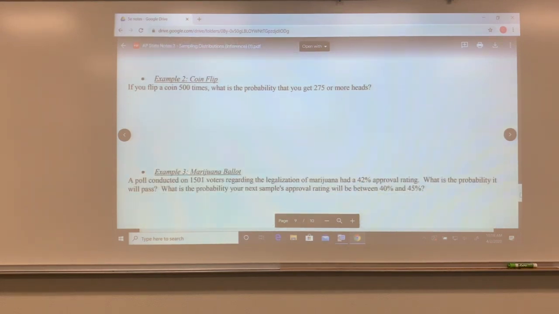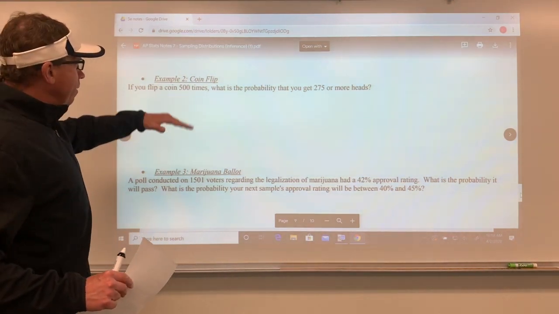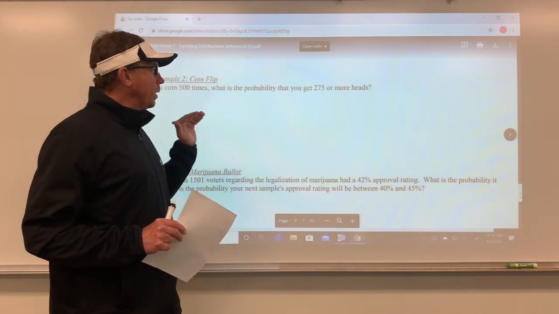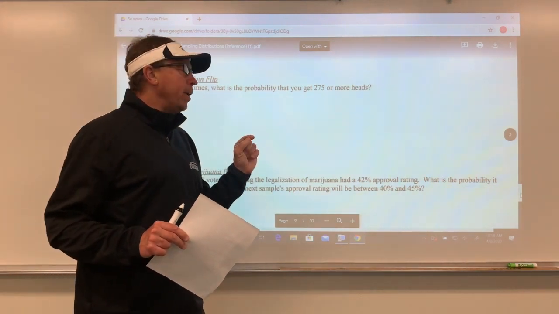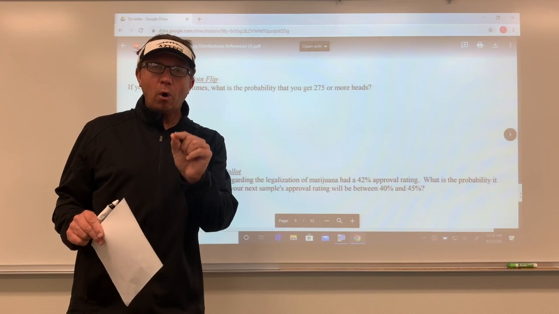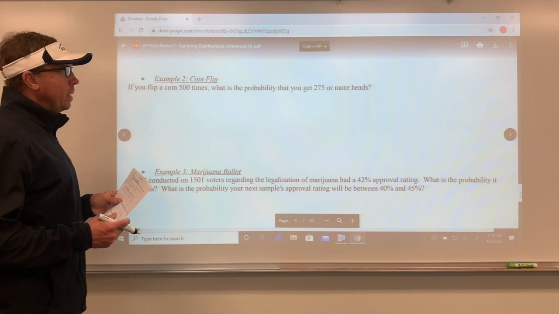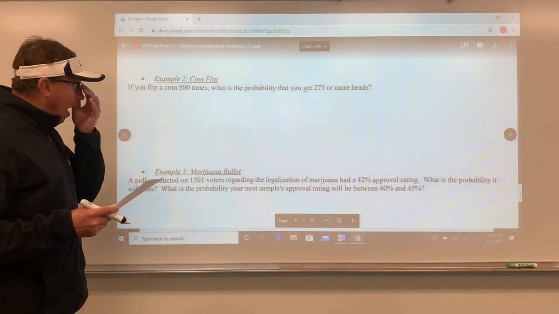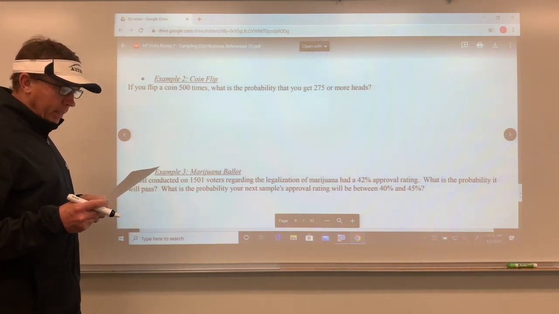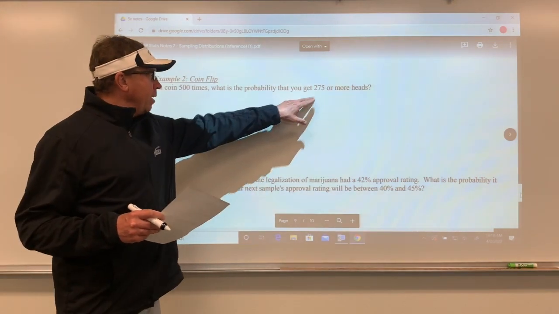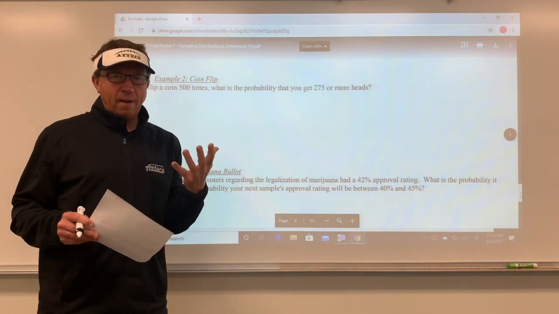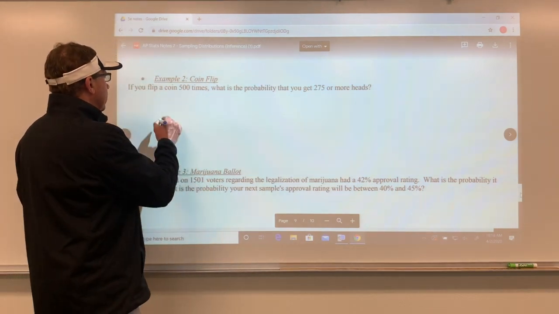The next problem is also a proportion, okay? If you flip a coin 500 times, what is the probability that you get 275 or more heads, okay? So the first thing you got to figure out is, what is 275 over 500? What percentage is that? And if you divide 275 by 500, you get 0.55.